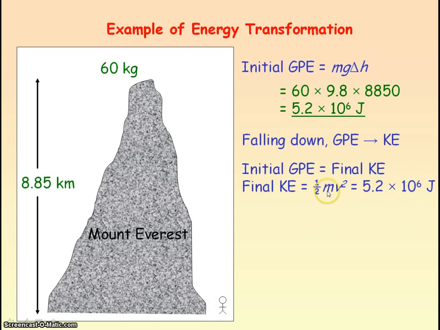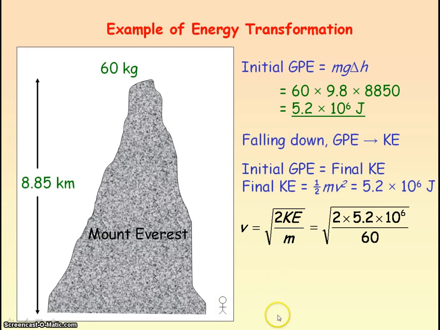If we now substitute the mass of 60 kg and rearrange, we can get the velocity at which the man hits the ground. That is going to equal the square root of 2 multiplied by the kinetic energy divided by the mass. Substituting the values, we'll get a speed of 416 meters per second. We have made one assumption, in that there's no energy loss. So we've assumed 100% efficiency in the transformation of GPE to KE.